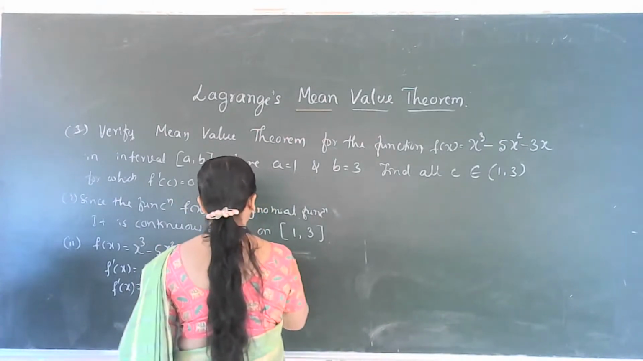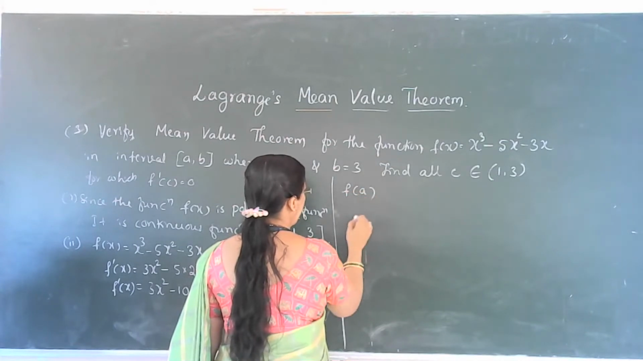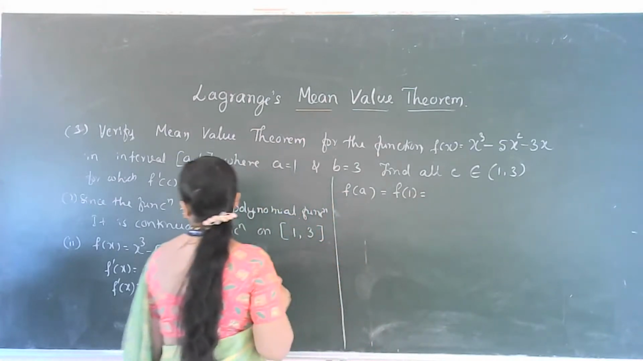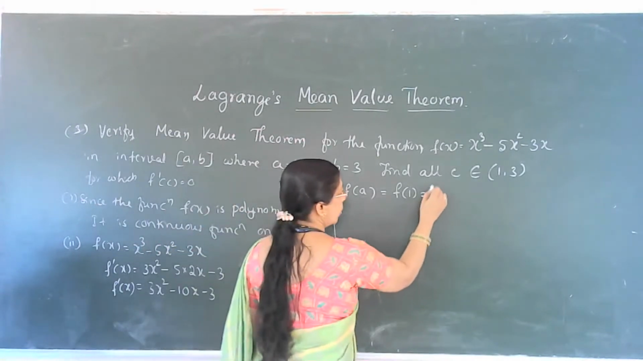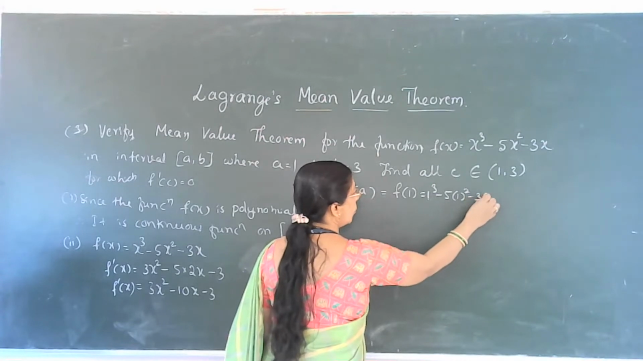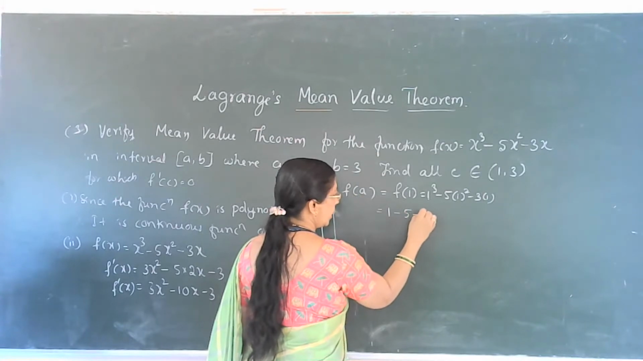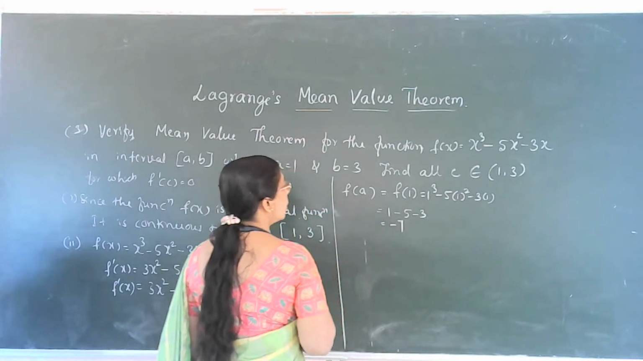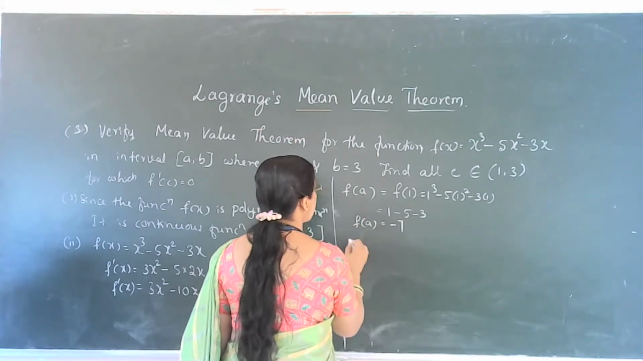Then we find the f of a value and f of b value. f of a is f of 1, which is equal to 1 cube minus 5 into 1 square minus 3 into 1, which is equal to 1 minus 5 minus 3, which is equal to minus 7. f of a is equal to minus 7.